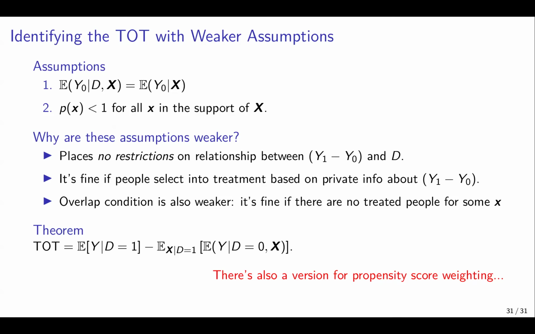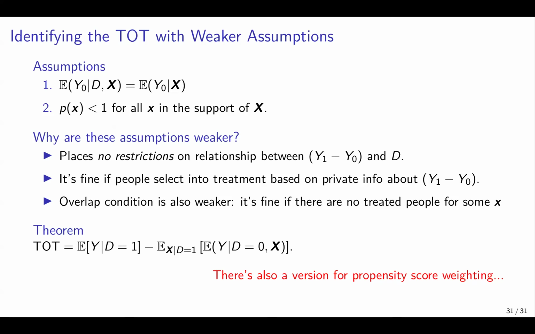So notice that these two assumptions place absolutely no restriction whatsoever on the relationship between the treatment effects and D. It's perfectly fine if people are selecting into treatment based on unobserved information, unobserved to us, the econometricians, about their private treatment effects. That's completely fine. And the overlap condition is also weaker. It's perfectly fine if for some values of X, there are no treated people.